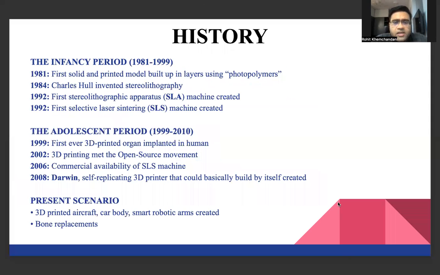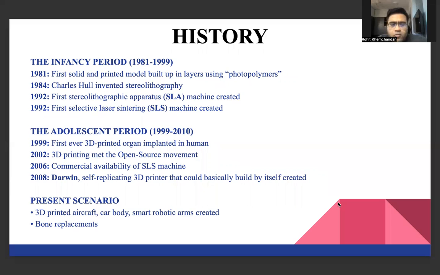Talking about the history, as we have discussed, in the early 1980s the prototypes were being developed. In 1981, the first solid printed model built up in layers using photopolymers. In 1984, Charles Hull invented stereolithography. In 1992, the first stereolithographic apparatus, the SLA machine, was created. In the same year, the first selective laser sintering, SLS, machine was created.